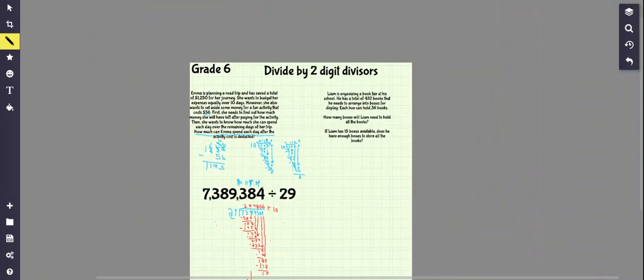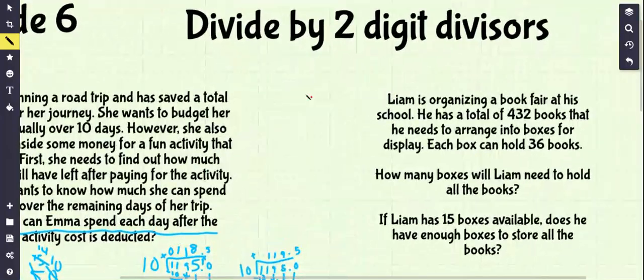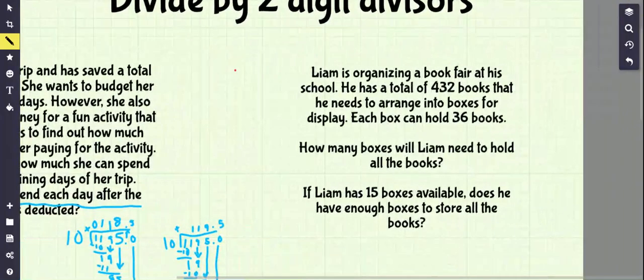Alright, good. Let's see if you can do this problem right here. It says Liam is organizing a book fair at his school. He has a total of 532 books that he needs to arrange into boxes for display. A box can hold 36 books. So you see how many boxes Liam needs to store all the books. If Liam has 15 book boxes available, does he have enough boxes of books to store all the books? So I want you to try to solve the problem right here.